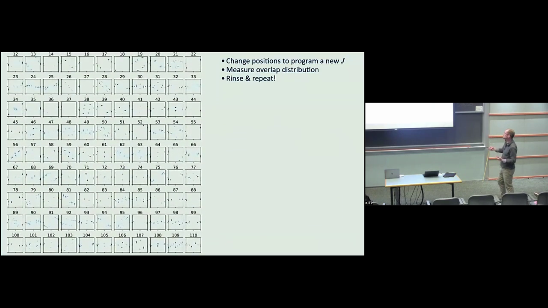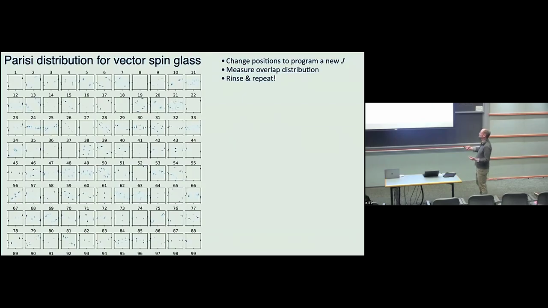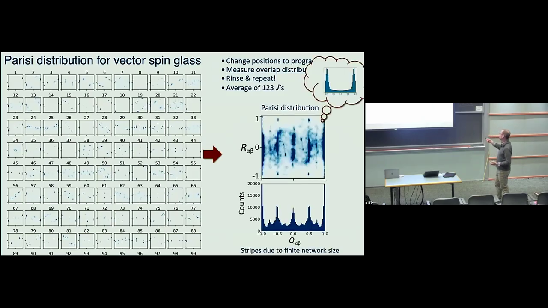Okay, and then the last thing I'll show is that you can average this over the Jijs to get that good order parameter. So this is a lot of work. This is the overlap matrix for 123 different Jijs, and you average this over, and you get this Parisi distribution. So it looks a lot smoother. Now it has this weird structure. That's because it's a network of finite size, so it's not completely smooth.